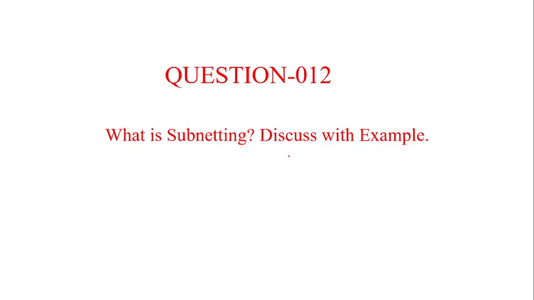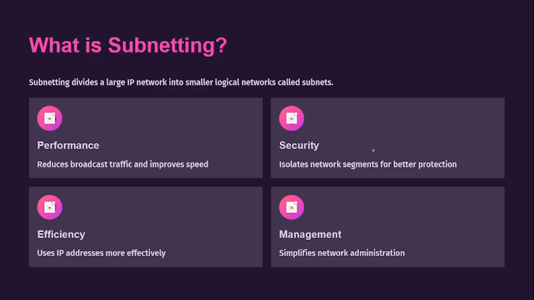In this video, I will be discussing one of the frequently asked questions in computer networks, that is, what is subnetting, and I am going to discuss it with an example. So let us see the definition. Subnetting divides a large IP network into smaller logical networks called subnets. Means a bigger network will be divided into smaller networks, which we call subnetworks or subnets.